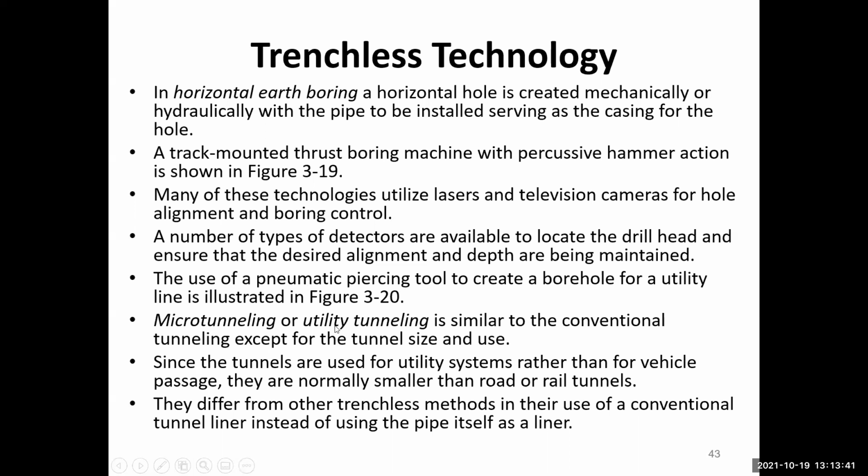And then there is micro tunneling, or utility tunneling, which is similar to conventional tunneling except for the tunnel size and use. Since the tunnels are used for utility systems rather than for vehicle passage, they are normally smaller than road or rail tunnels. They differ from other trenchless methods in their use of a conventional tunnel liner instead of using the pipe itself as a liner.